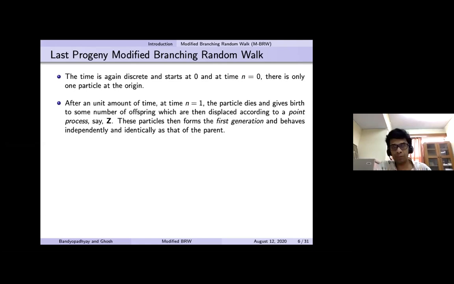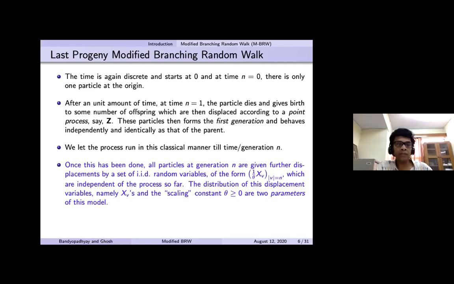And they are going to produce the first generation, and the particles in the first generation are going to do the same thing independently and identically as that of the parent. And we'll let the process run up to generation n. Now comes the new thing. Once the process has run up to generation n, exactly like in the classical way, we are going to give each particle a further shift, which are i.i.d., and going to be of the form 1/θ times a random variable Xv.